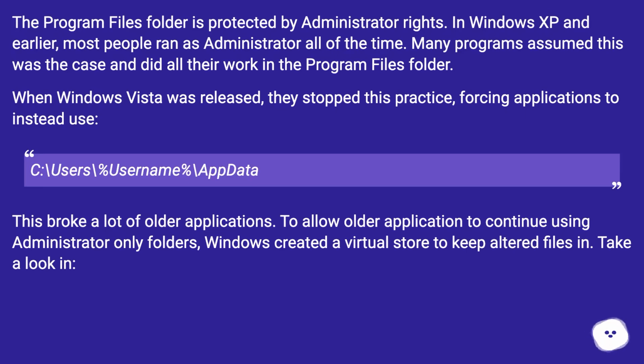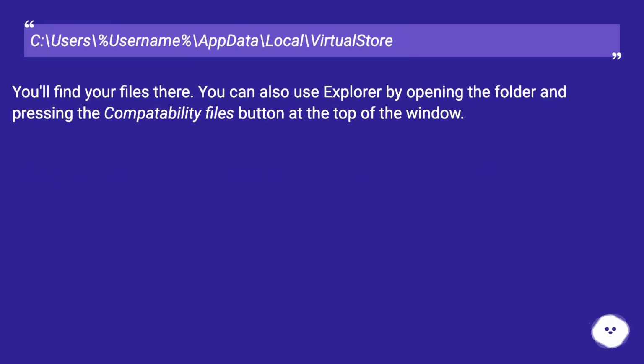To allow older applications to continue using administrator-only folders, Windows created a virtual store to keep altered files in. Take a look in C:\Users\username\AppData\Local\VirtualStore. You'll find your files there. You can also use Explorer by opening the folder and pressing the Compatibility Files button at the top of the window.